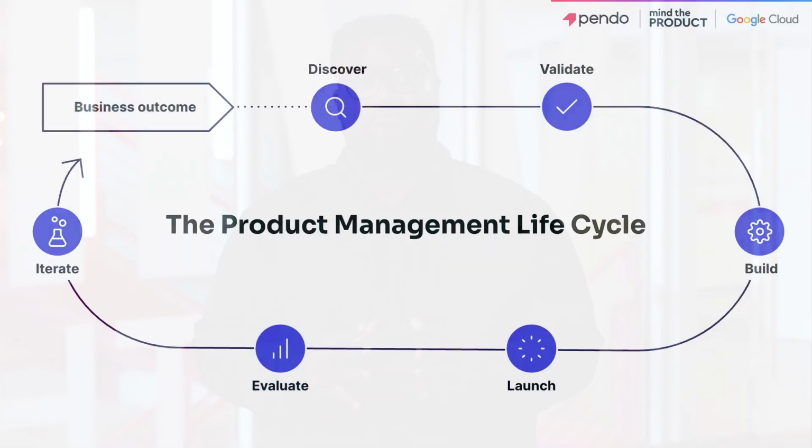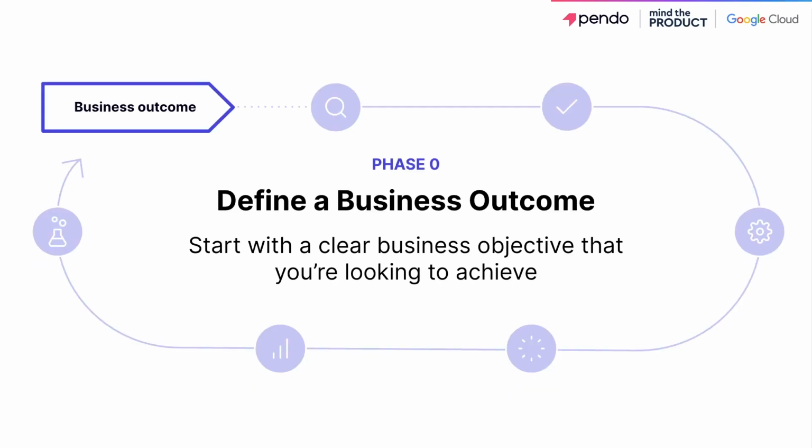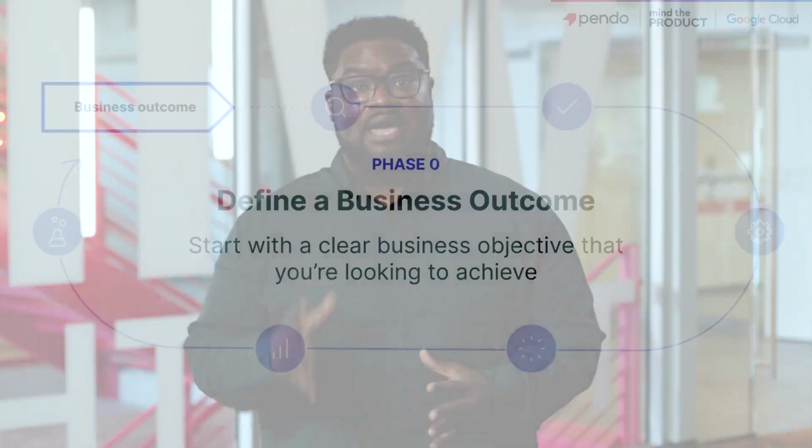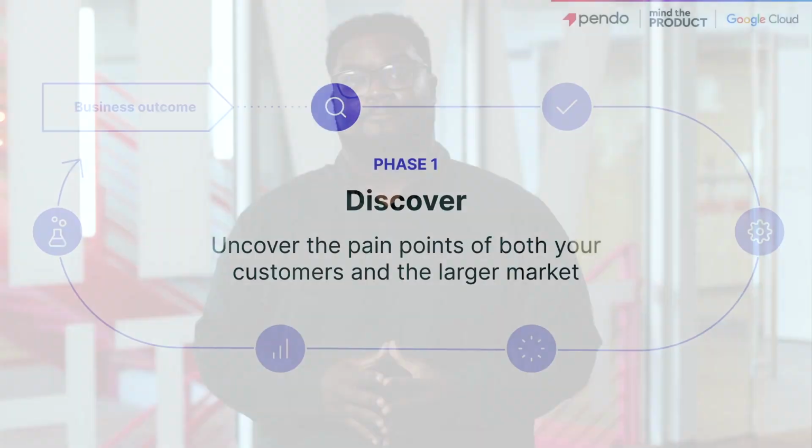At the highest level, the product management lifecycle is a cyclical framework for how great products are built and improved. Here's an overview of each of the 6 phases. The very first phase is what we call phase 0, which is define a business outcome. You have to start product development with a clear business objective so that you know what you're setting out to achieve. Doing so anchors your efforts throughout the entire life cycle to what's important to your company overall.